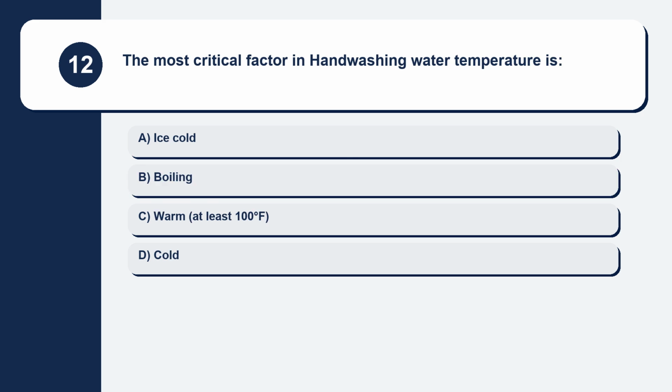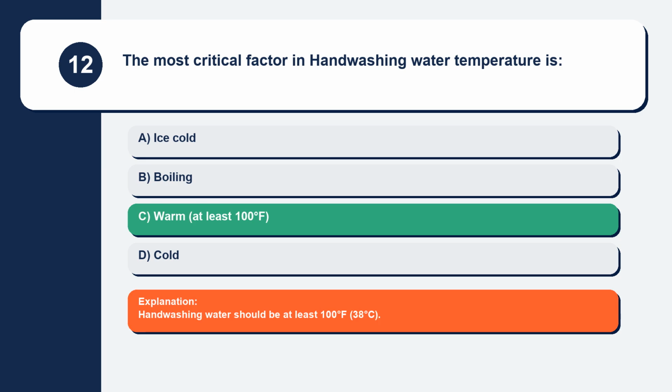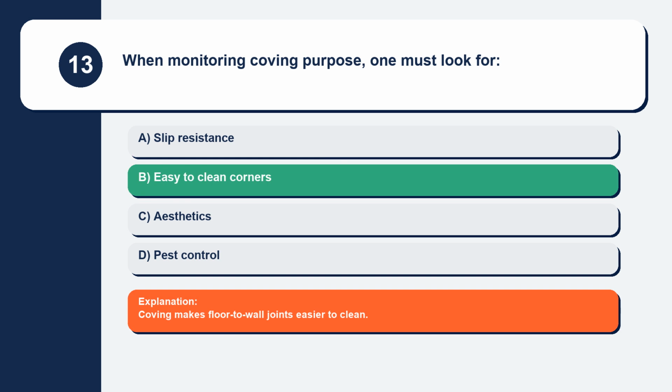Question 12. The most critical factor in hand washing water temperature is ice cold, boiling, warm, at least 100 degrees Fahrenheit, cold. Hand washing water should be at least 100 degrees Fahrenheit, 38 degrees Celsius. Question 13. When monitoring coving purpose, one must look for slip resistance, easy to clean corners, aesthetics, pest control. Coving makes floor-to-wall joints easier to clean.